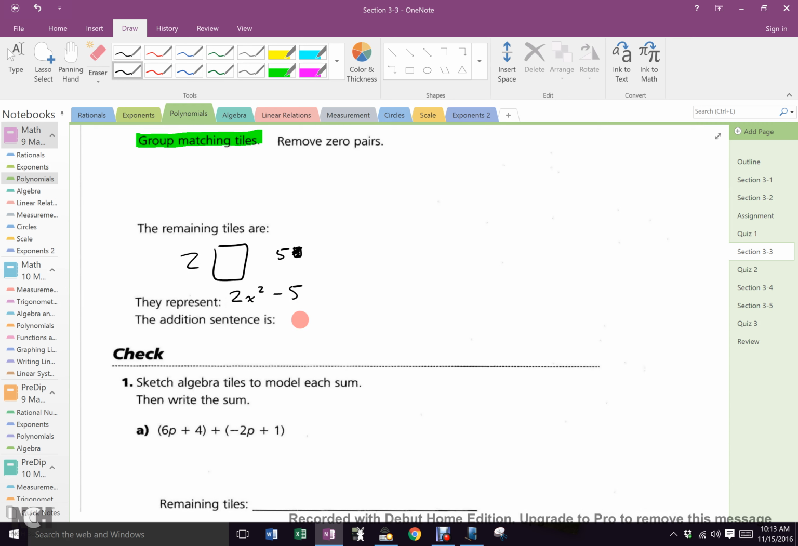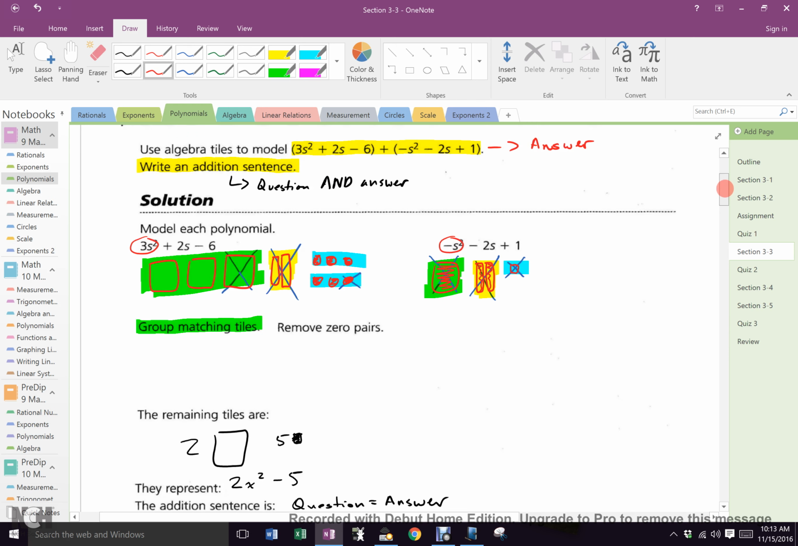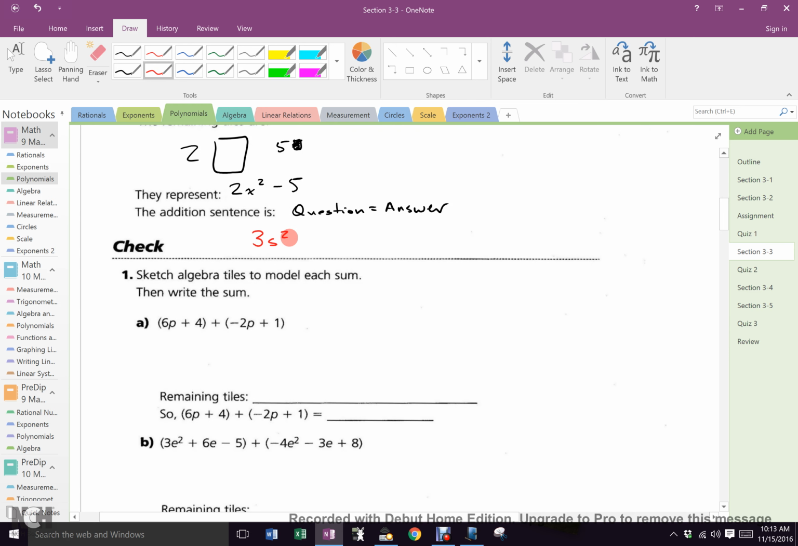So what is the sentence? The sentence is question equals answer. So what do I write first? What's the question? 3, it wasn't X, was it? It was S, right? 3S squared. Then what? Plus 2S. Then what? Minus 6. Plus negative S squared. Negative 2S. Plus 1, yeah? And then I write the answer. 2x squared minus 5. Is everybody cool?